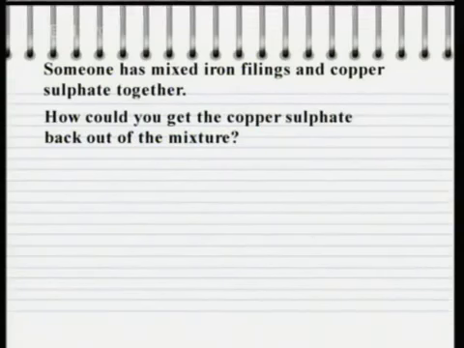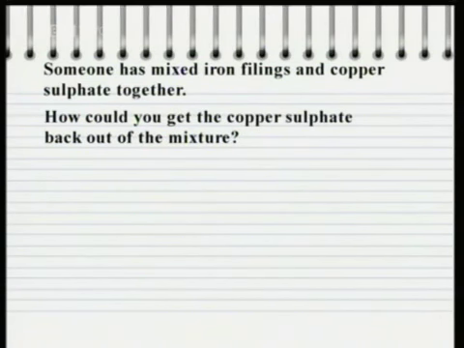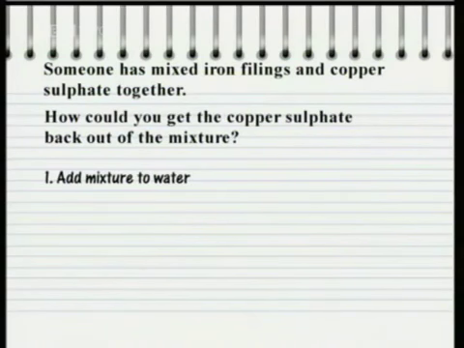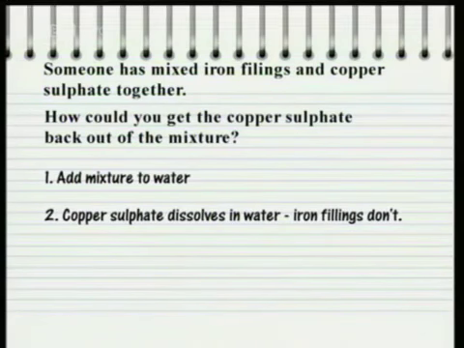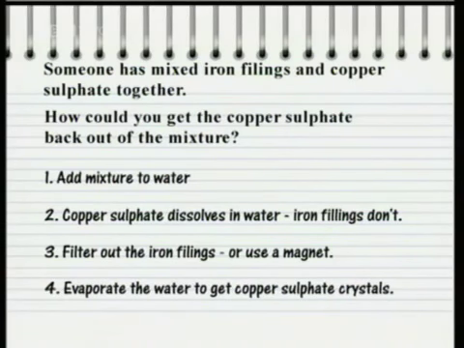Here's a question about separating materials. Someone has mixed some iron filings and copper sulfate powder together. How could you get the copper sulfate back out of the mixture? This is one way of doing it. If you add the mixture of substances to a beaker of water, the copper sulfate dissolves and the iron filings don't. You can then filter out the iron filings, or use a magnet. Finally, you evaporate the water to get back the solid copper sulfate crystals.